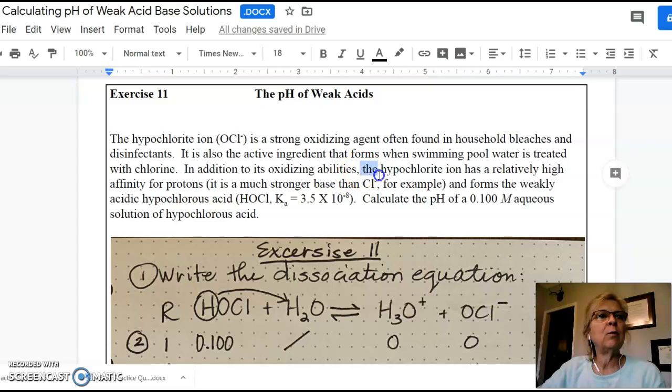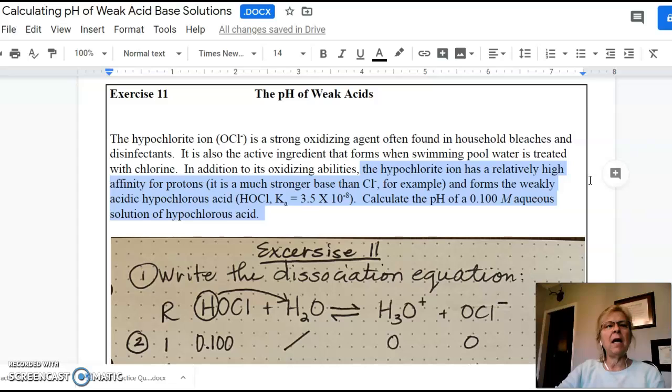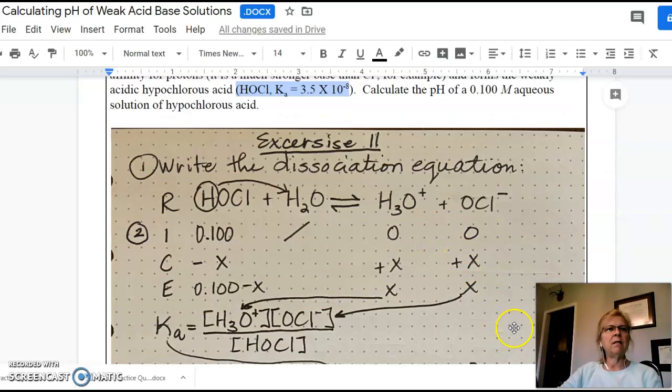The hypochlorite ion has a relatively high affinity for protons and forms the weakly acidic hypochlorous acid. So then the question is, calculate the pH of a 0.100 molar aqueous solution of hypochlorous acid. And of course it gives us the Ka value of that hypochlorous acid. So first thing we're going to want to do is write the dissociation equation, and I wrote it out so that you can see the actual movement of the hydrogen ion from the hypochlorous acid to the water, making the hydronium ion and leaving behind the OCl1- as the conjugate base of the hypochlorous acid.